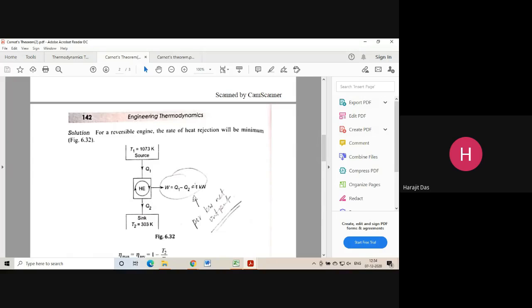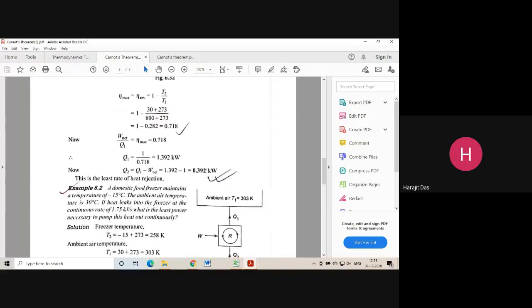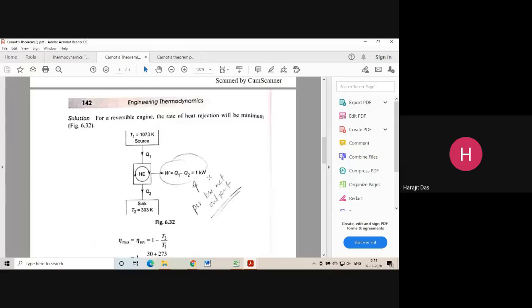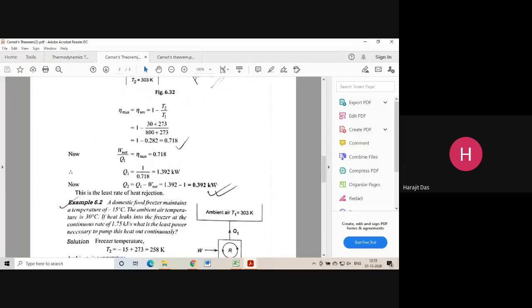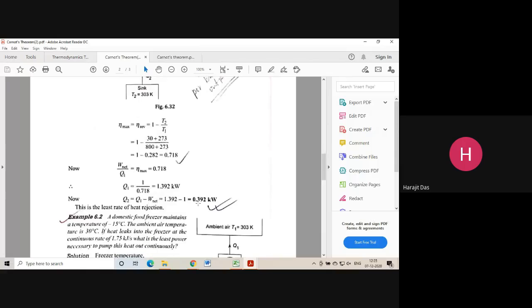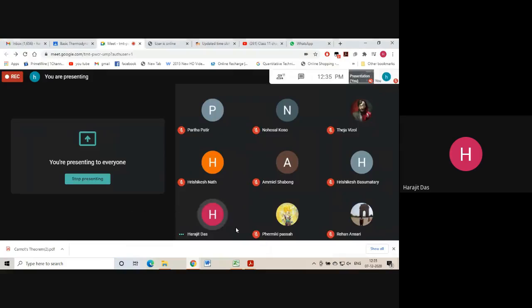If everything is on this scale, whatever you are going to find out will be compared on this w value. So q2 will be simply this much. This is the rate of heat rejection per kilowatt, meaning in 1 kilowatt work output, this kilowatt will be the heat rejection. In 2 kilowatt work output, this multiplied by 2 kilowatt will be the heat rejection. Understood?